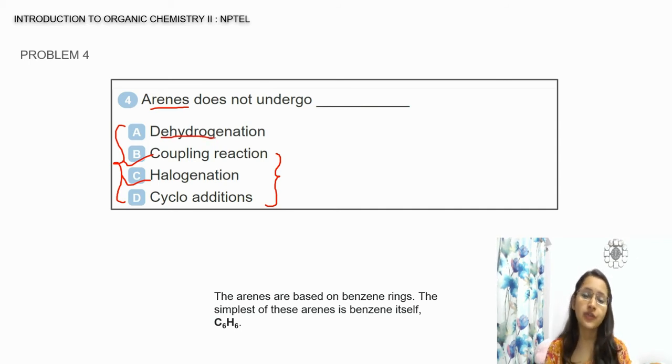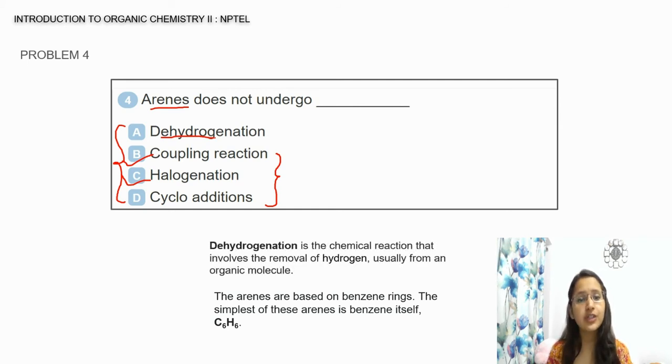So dehydrogenation, first we have to know what dehydrogenation is. Dehydrogenation is the chemical reaction that involves the removal of hydrogen, usually from an organic molecule. Arenes are themselves sp2 hybridized systems, right? So if we go through a dehydrogenation process, then it leads to the formation of an sp hybridized carbon. As we know that it is a planar system, as we go from an sp2 to an sp hybridized system, the planarity will get disturbed, right? So arenes do not undergo dehydrogenation reactions. So it can give you a clear-cut idea of why it is not giving the dehydrogenation reaction. So I hope this problem is clear to you.